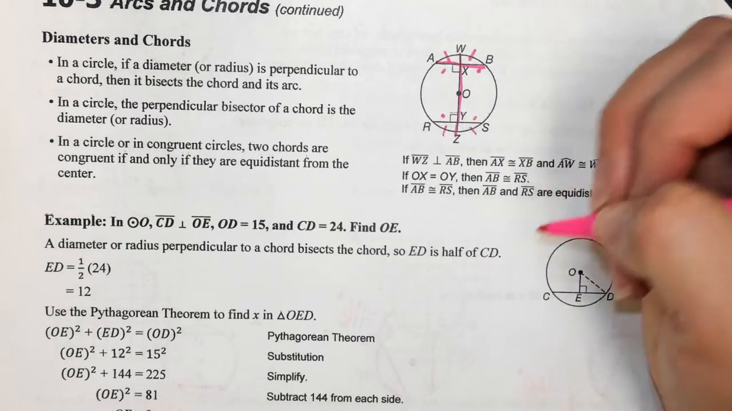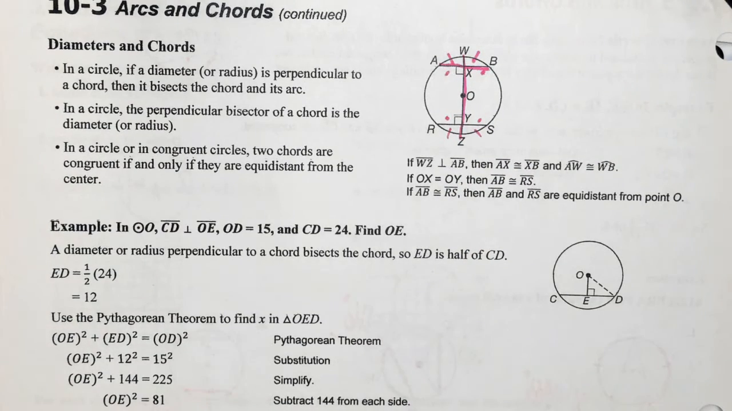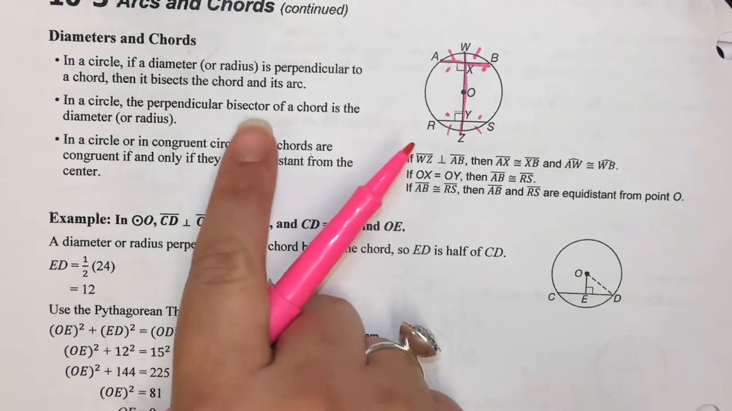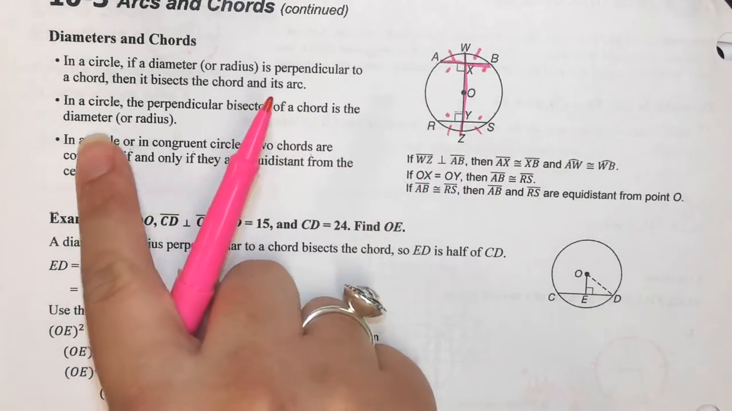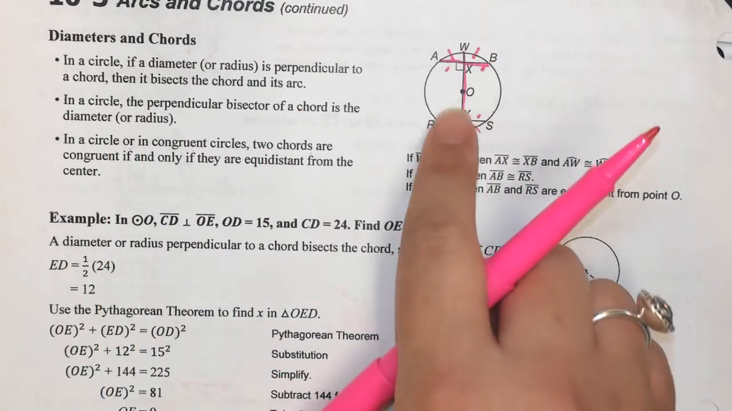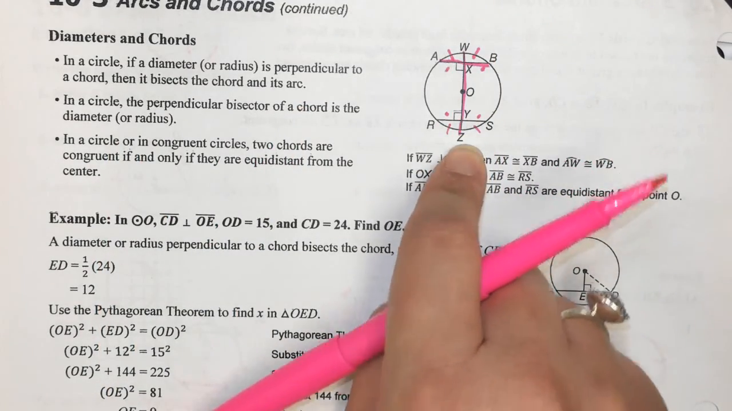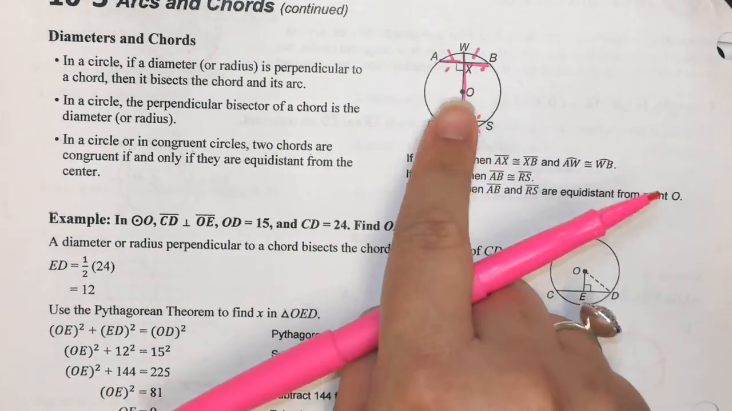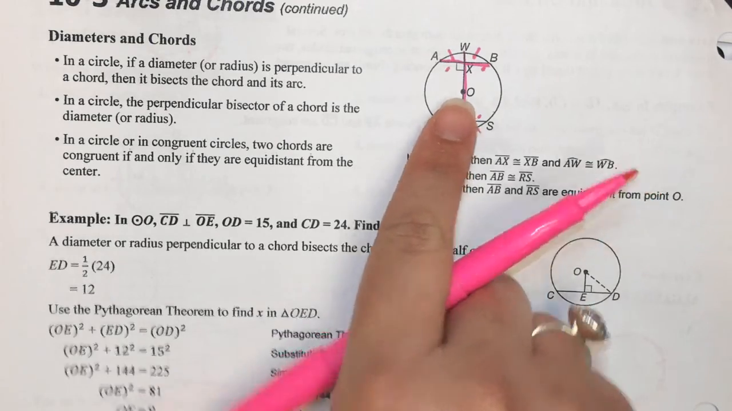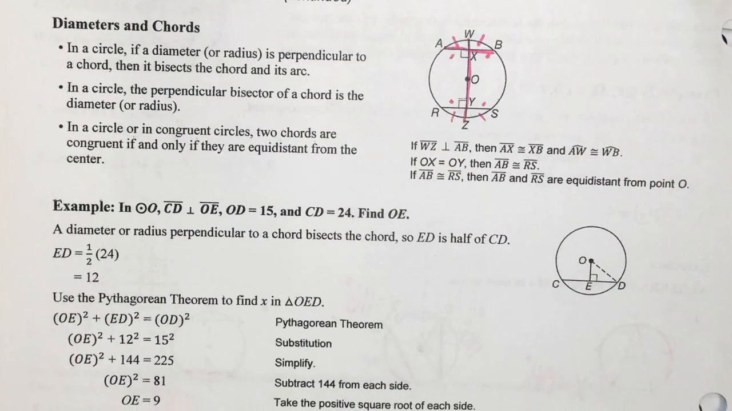If it's 90 degrees, it is perpendicular. The perpendicular bisector of a chord is the diameter. So W to Z is the diameter. What would W to O be? Radius. In a circle, two chords are congruent if and only if they are equidistant from the center. Equidistance means the same measure from the center.